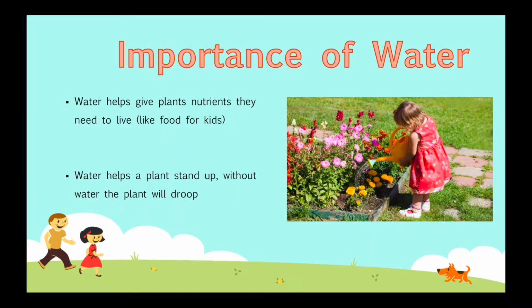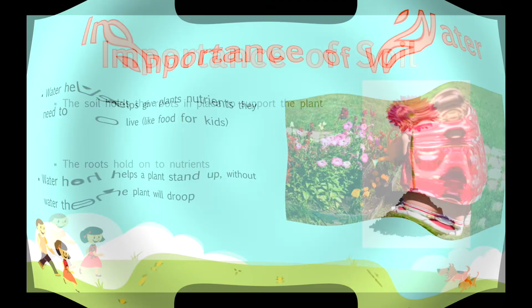Next, we're going to talk about the importance of water. Water helps a plant stand up because without water, a plant would droop. Water is also needed to help soak up the nutrients to feed the plant. If you don't have enough water, the plant will not be able to gain the nutrients it needs. If the plant has too much water, the roots of the plant will end up drowning.